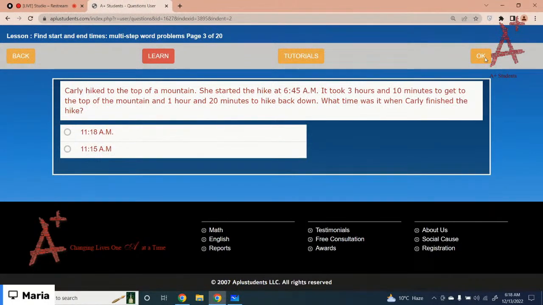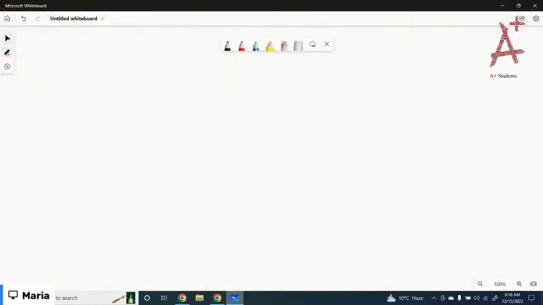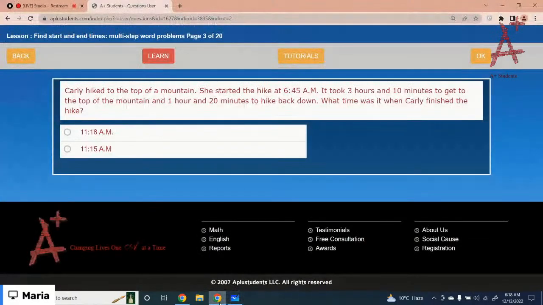Okay, Carly hiked to the top of the mountain. She started the hike at 6:45 a.m. It took 3 hours and 10 minutes to get to the top of the mountain and back 1 hour and 20 minutes. What time was it when Carly finished the hike? Okay, you are given the time to get to the mountain and the time to get back. Got it? And you have to find the time when she finished.